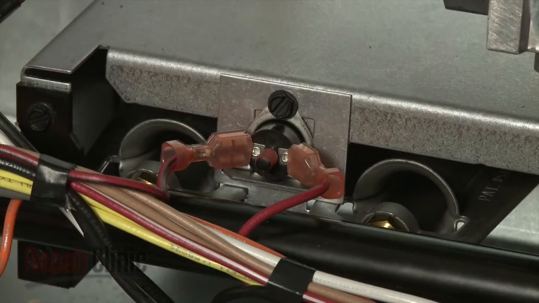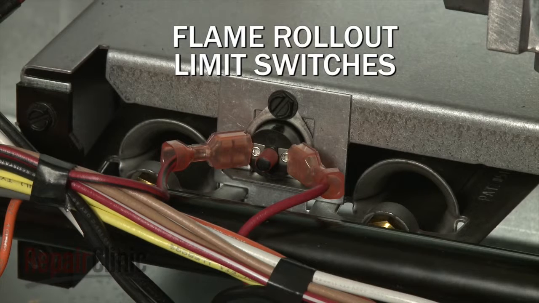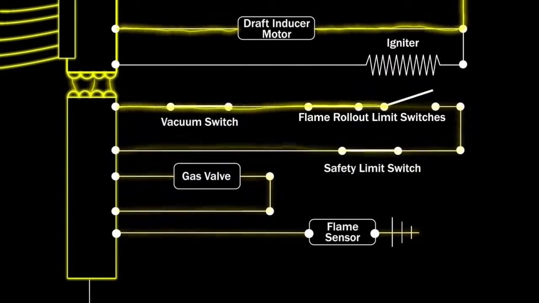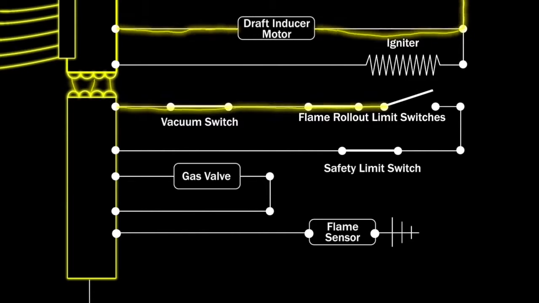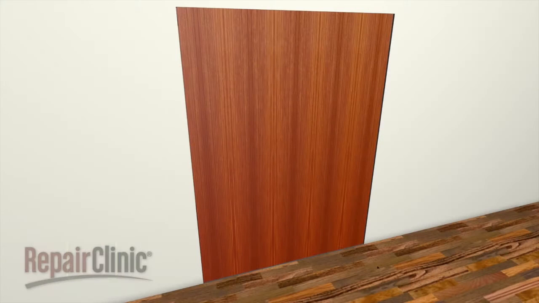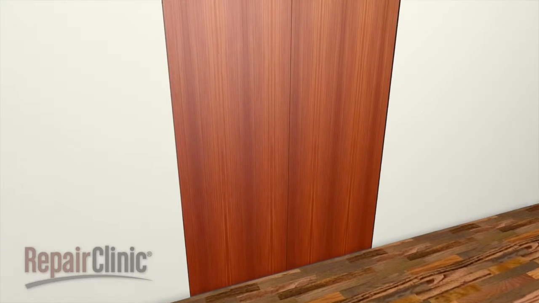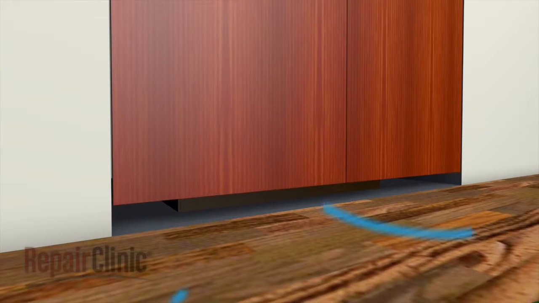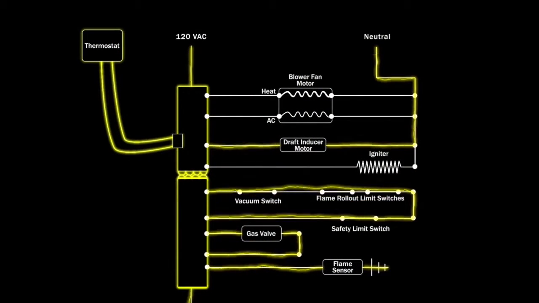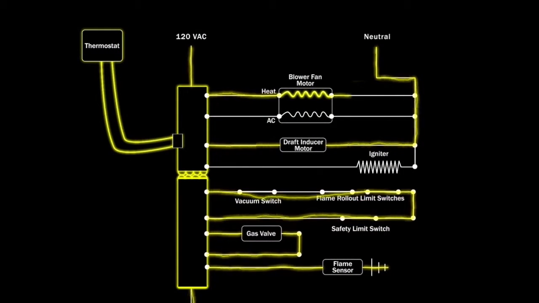Mounted on the burners are one or more flame rollout limit switches that ensure the flame is drawn through the burners. If the inducer fan motor cannot draw enough air through the burners, the rollout limit switch will open and the control board will shut off the voltage to the gas valve. If the furnace is located in a closet or another cramped area, the limited available air may prevent the combustion process from working properly. Closet doors will need to be louvered or space left at the bottom of the door to ensure proper airflow. Once the combustion process is complete, the control board will send 120 volts to the circulation blower fan motor.